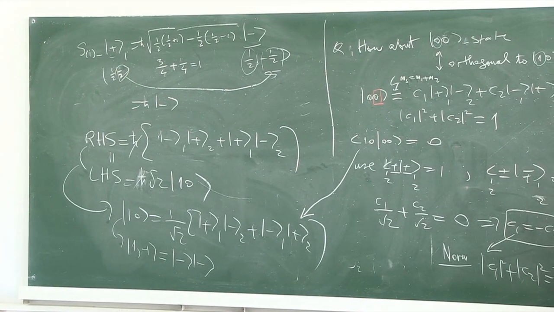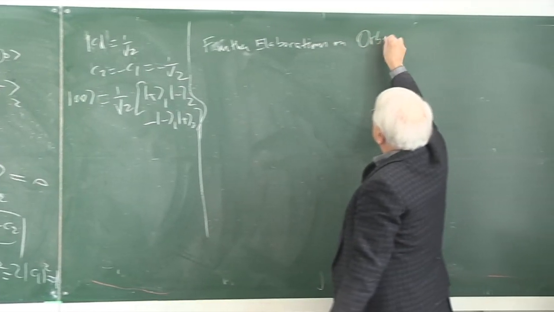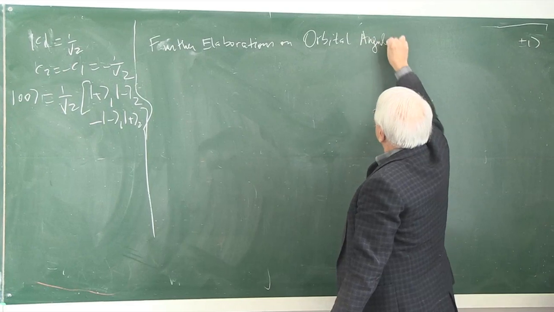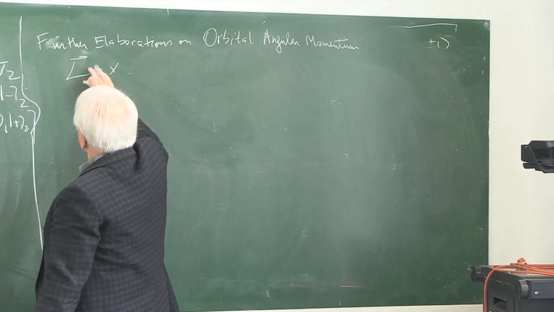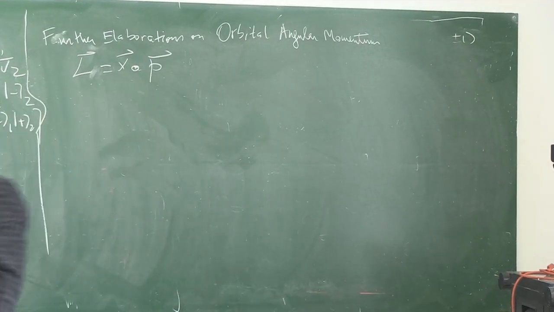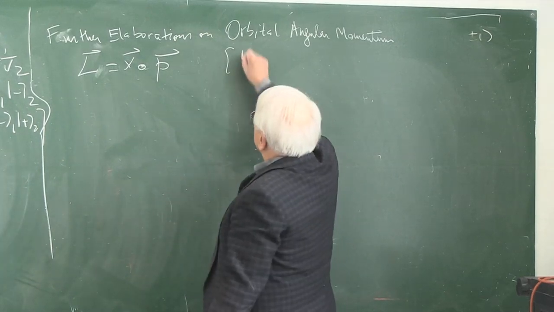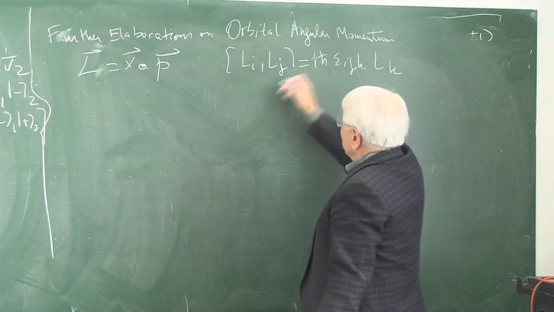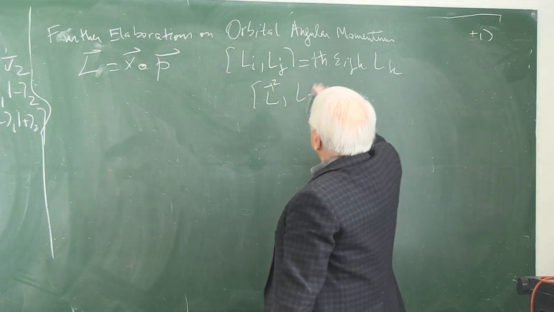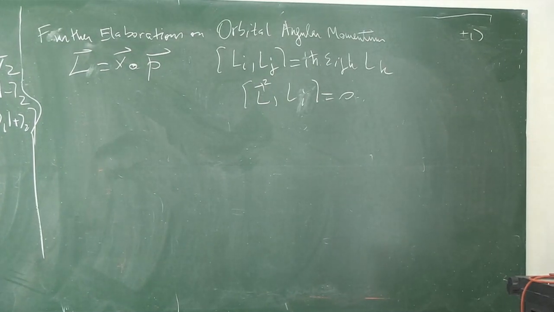Further elaborations on orbital angular momentum. That's the orbital angular momentum. X and P are the position and momentum operators. And it satisfies, of course, as we have demonstrated, the usual angular momentum algebra. And of course, the commutator of L squared and LZ, or any Li really, is zero, which follows from the master commutator. And they are also the generators of rotations in space that we have also demonstrated. All those things we have seen.